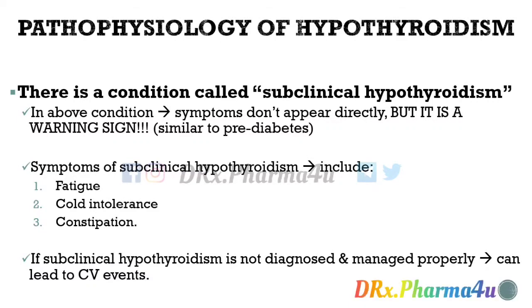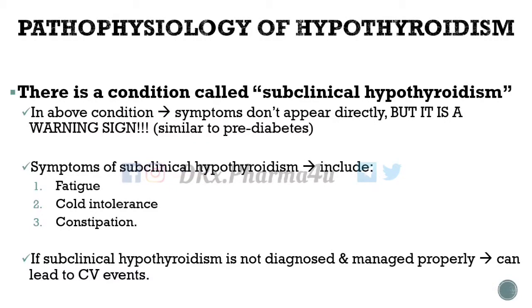So the symptoms of subclinical hypothyroidism include fatigue, cold intolerance, and constipation. So here you can get some kind of relief. Usually the symptoms do not come, but if you are having cold intolerance, this can be a warning sign of hypothyroidism. For example, you are living in a humid area, in a warm climatic condition, but you are getting maybe goosebumps, or maybe your skin is becoming very rough, or maybe you are having cold-like sensations, then this may be a warning sign of impending hypothyroidism. Get yourself checked.